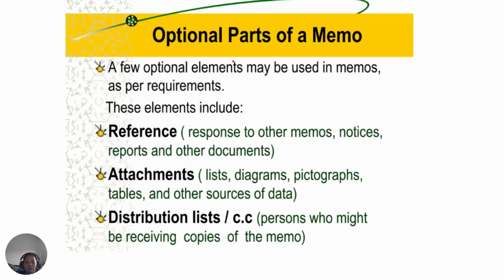Optional means it's not really prescribed that every memo has this one. It's your option if you're going to put that in. There are a few optional elements that may be used in memos, as per requirements. These elements are the following: the references, which include responses to other memos, notices, reports, and other documents; the attachments, the leads, the diagrams, the pictographs, the tables, and other sources of data; and the distribution list, persons who might be receiving copies of the memo. However, there are some memos, like in the Department of Education, wherein they put some annexes, and that falls under attachment.